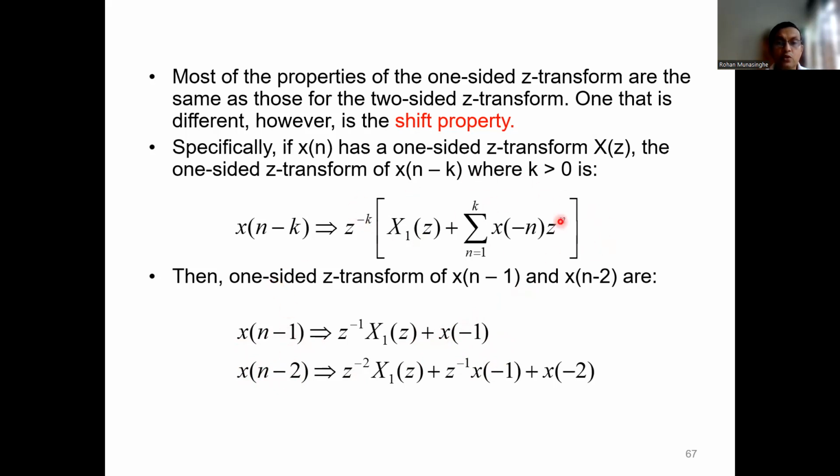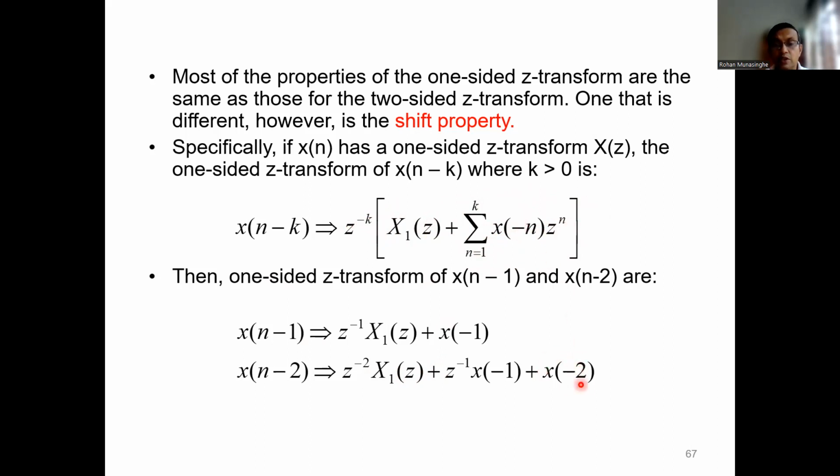Again, if you use the equation, you will see z to the minus 2 here, right? And this one is x1 z unchanged, plus you have 2 terms over here, n equals 1 and n equals 2, right? Up to k is 2 here. So when n equals 1, this will be x minus 1, z1, right? And there's another term, which is x minus 2 z2. Okay, so this z2 and this z minus 2 cancel out, leaving nothing.